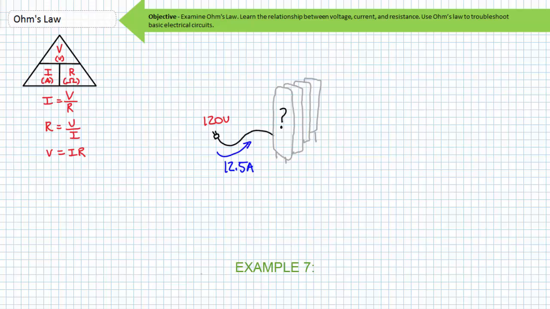7th problem. What is the resistance of a heater that draws 12.5 amps of current when it is supplied by 120 volts? Ohm's law states that resistance is equal to voltage divided by current.